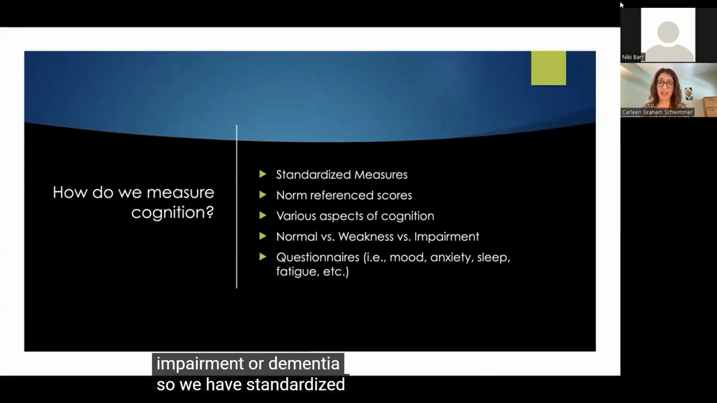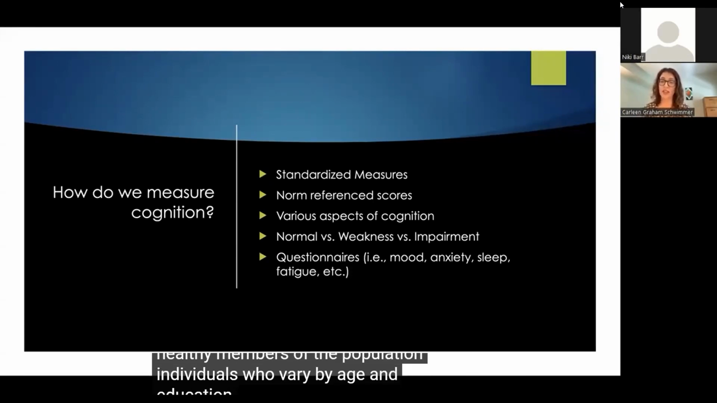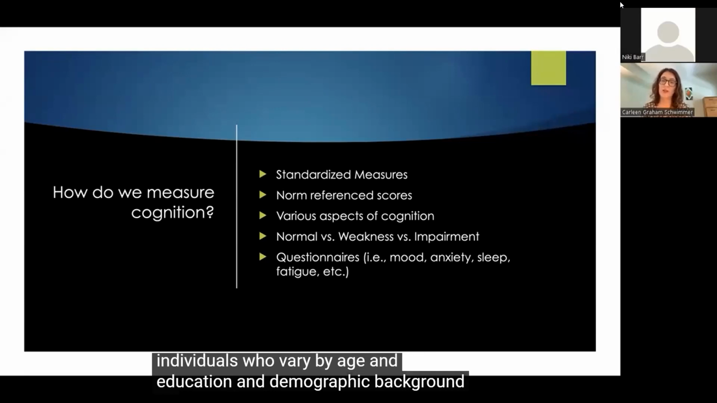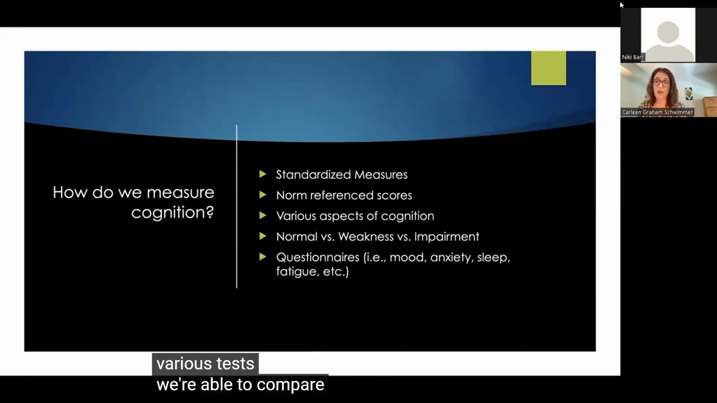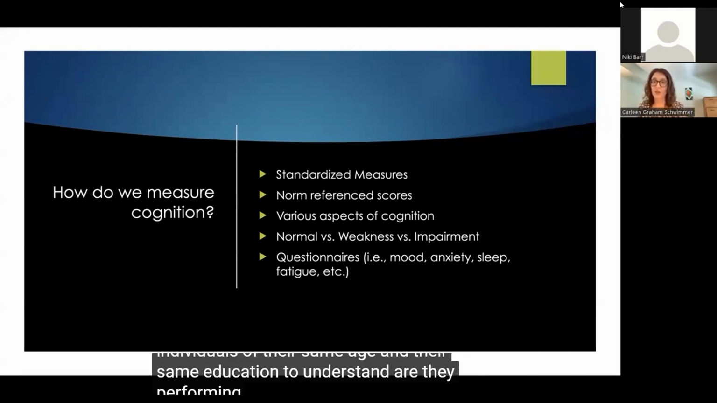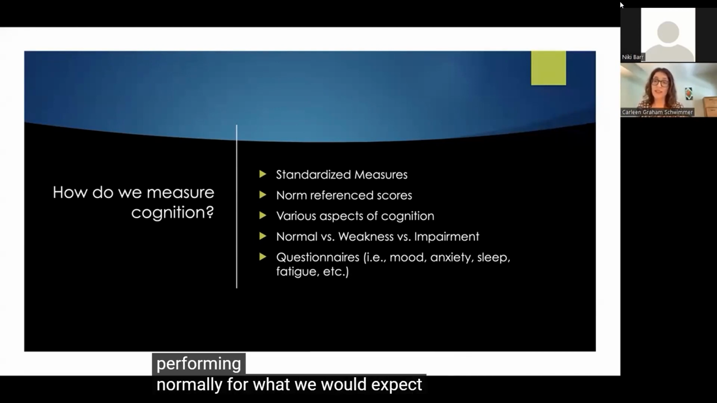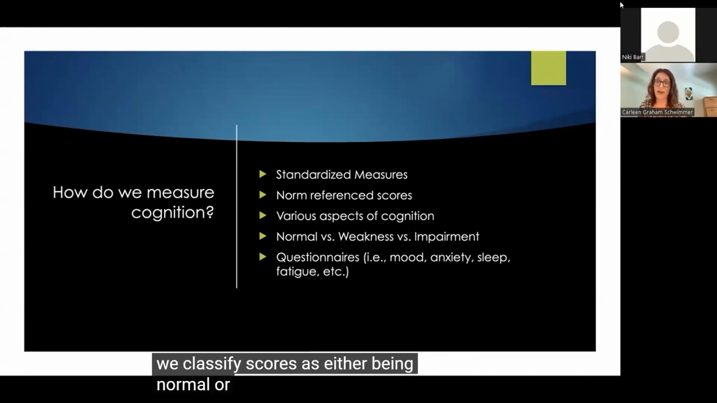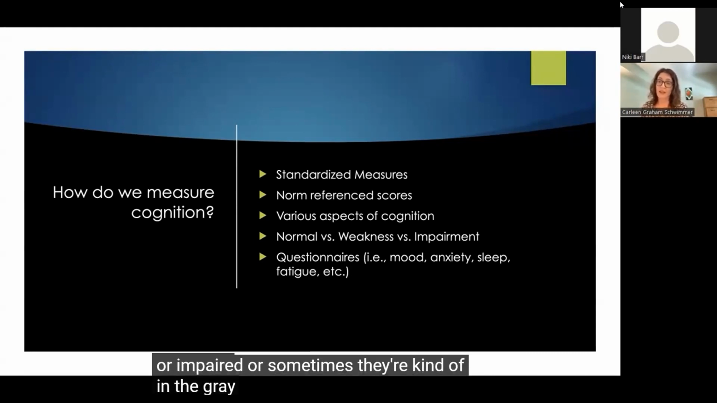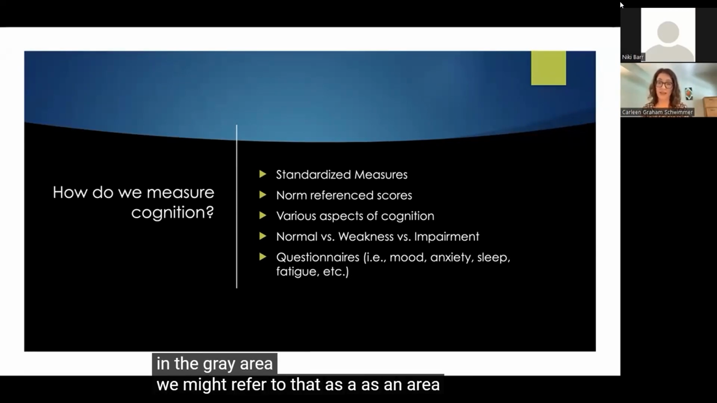We have standardized tests that have been administered to healthy members of the population, individuals who vary by age, education, and demographic background. So when a patient comes in for an evaluation and we administer these various tests, we're able to compare them to individuals of their same age and their same education to understand, are they performing normally for what we would expect based on their age and education, or do they have any areas of difficulty or impairment? We classify scores as either being normal or impaired, or sometimes they're in the gray area. We might refer to that as an area of weakness.